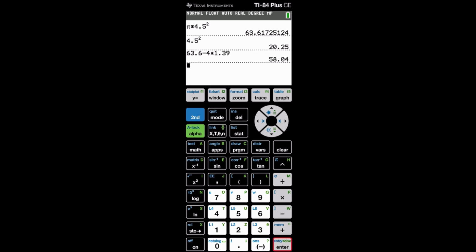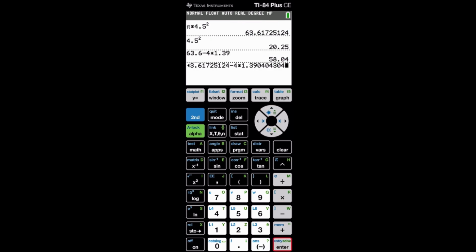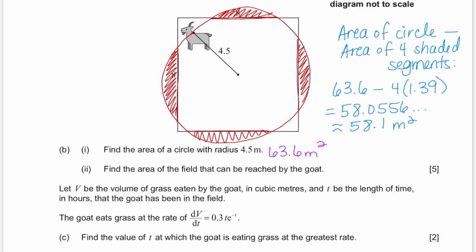So here the answer is 58.04. And again, we should be avoiding round off error. So let's go ahead and take the time to find the exact amount in the calculator. Minus 4 times, here it goes, 1.39. Press enter. So the answer is 58.0556, which is approximately 58.1. And again, this is area, so square meters. And that's going to be your final answer.